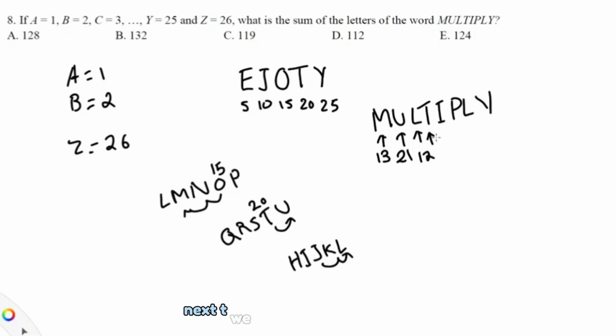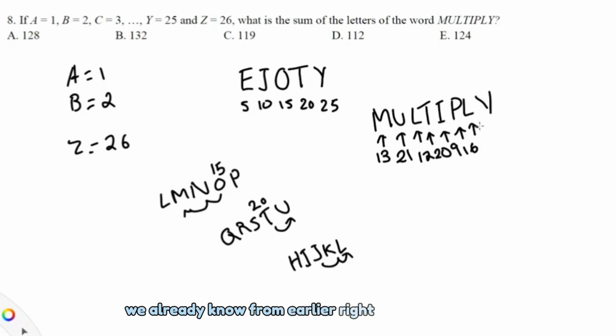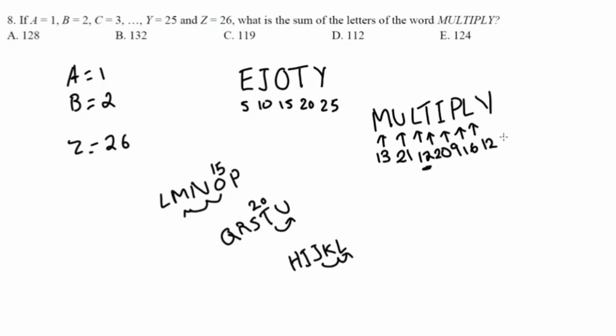Next, T. We already know that T is 20, so we don't have to do any extra work. Next, I. So we know that I is the letter before J, which means I is just 9. Then P. Well, we know that P is the letter after O. If O is 15, the letter after that has to be 16, so P is 16. Next, L. We already know from earlier that L is 12. And finally, Y. We can see right here that Y is 25.